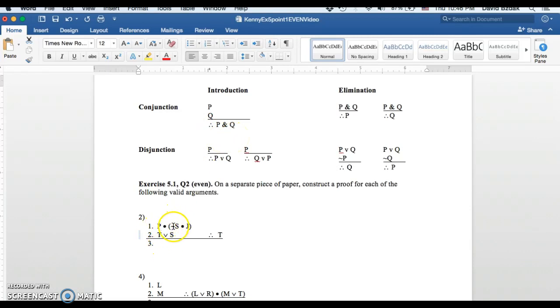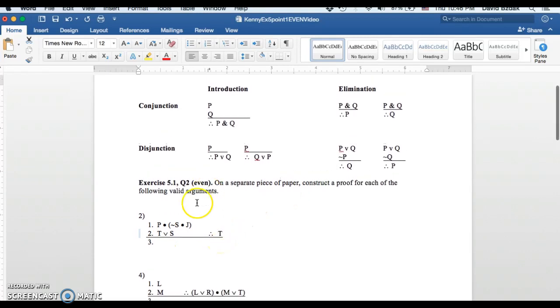So we basically apply valid inferences to the premises until we get to our conclusion, which is T. All right. Now, we can't really do anything with T or S. We can't eliminate that because to eliminate a disjunction, you need 2 things, 2 inputs. But we can eliminate a conjunction with just 1 input. And the dot and the ampersand are the same.